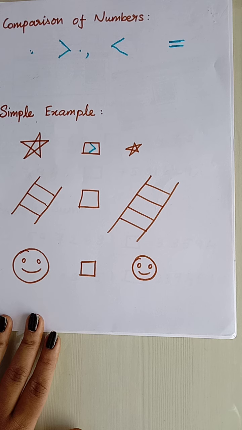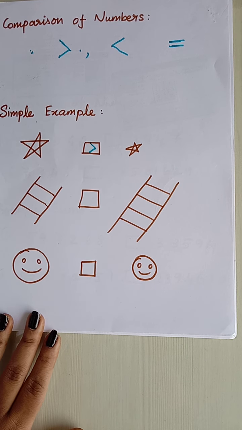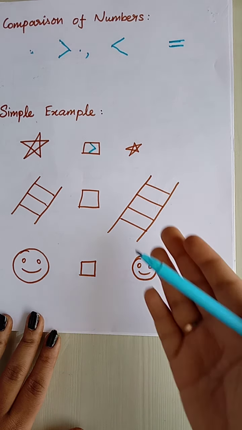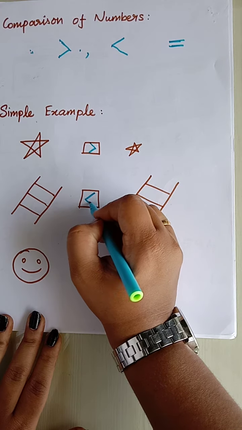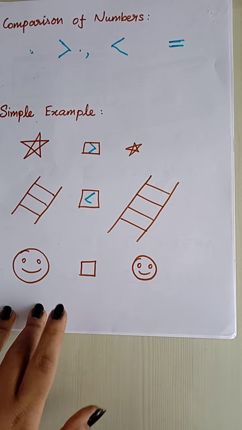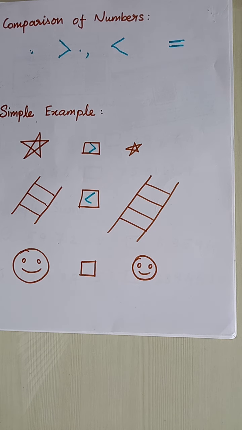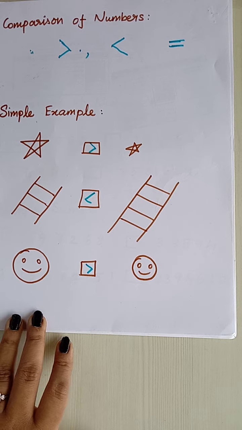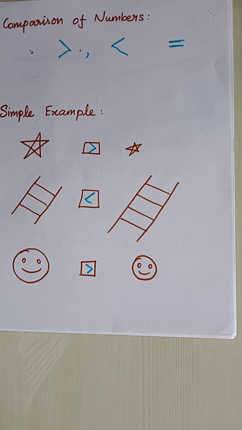Next one, they have given a ladder. Ladder in Tamil is eni. They have given 2 ladders. Which one is greatest here? This side. So we have to compare this side. The third one is they have given 2 smiley faces. Which one is greatest here? This side, this one is greatest. Can you understand? This is a simple example to identify the comparison of numbers by using pictures.